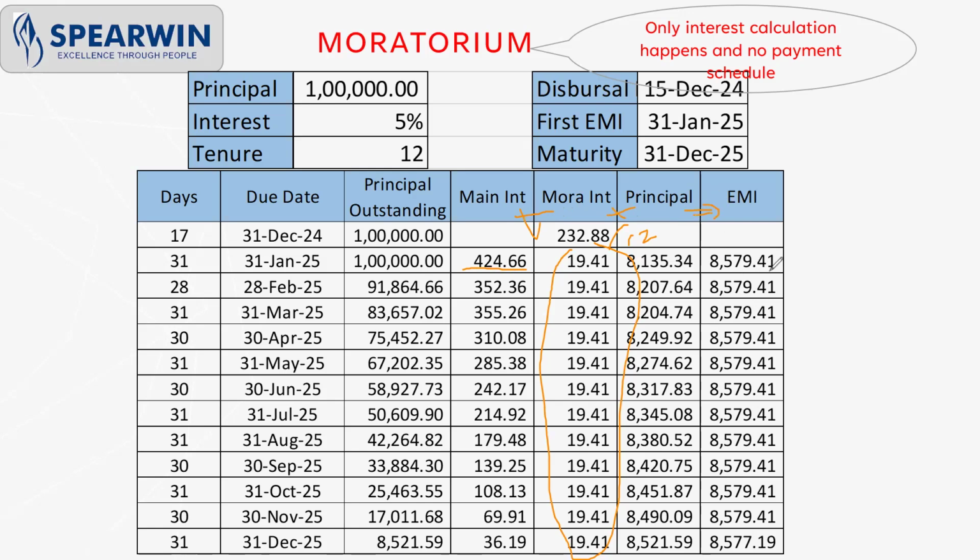So 8,579.41 is the EMI amount. So every month the customer will be paying this much amount. In this, if you see the breakup, this is the interest, moratorium interest, and principal.